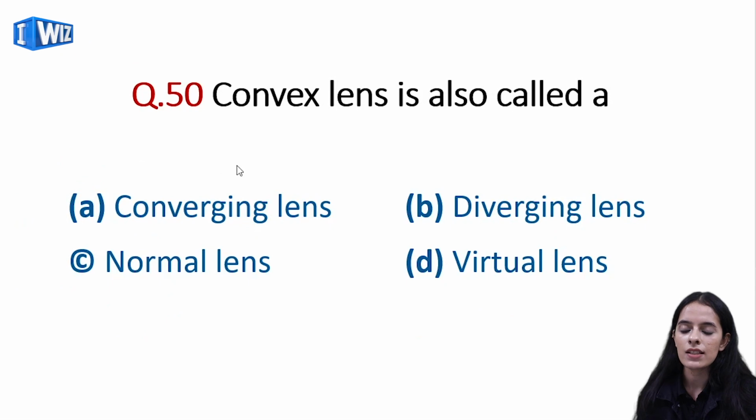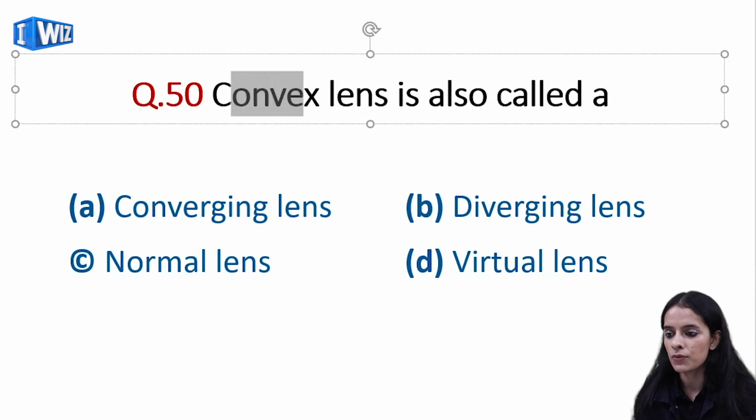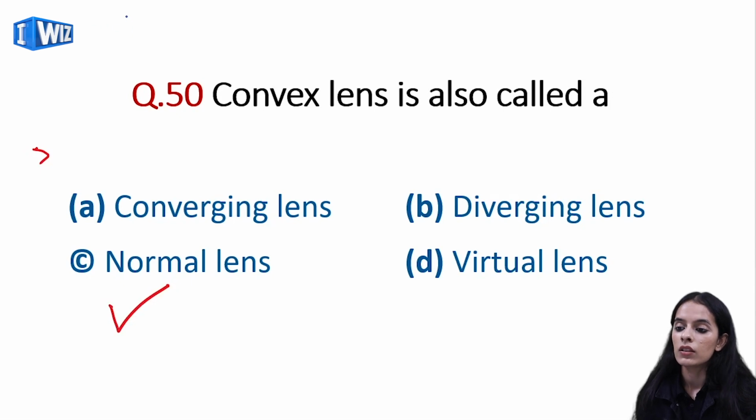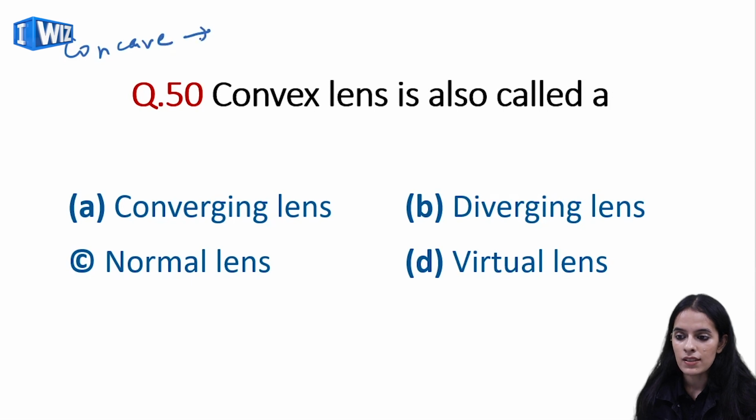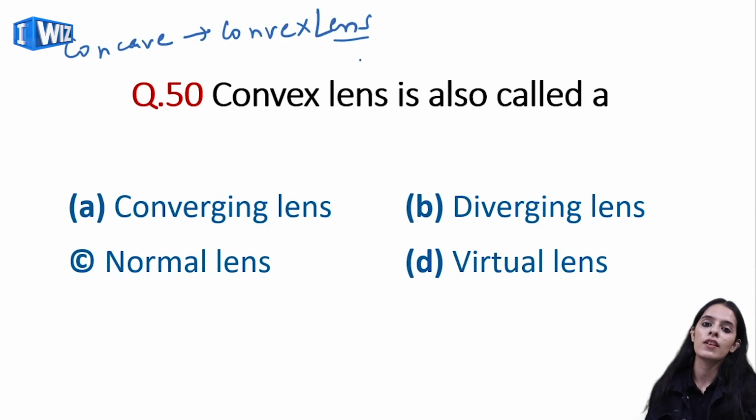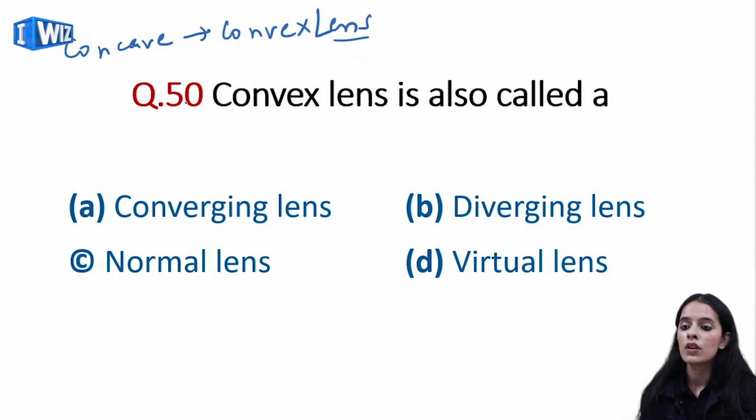Next, convex lens is also called, you can always remember it like this if you know the types of concave mirror and convex mirror. Concave mirror is called a converging mirror. What is opposite of concave? Convex lens. It also converges the rays of light falling on it. So convex lens is also called converging lens.